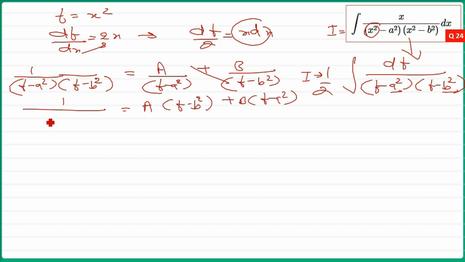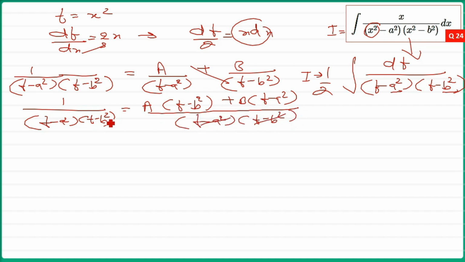So 1 divided by (t minus a) square into (t minus b) square here on the left. On the right also in the denominator you will get (t minus a) square into (t minus b) square. So the denominators you can cancel out and just assume that the numerator is equation number 1: 1 equals a(t minus b) square plus b(t minus a) square is your equation. Now we need to find out a and b. So systematically we'll eliminate a and b.